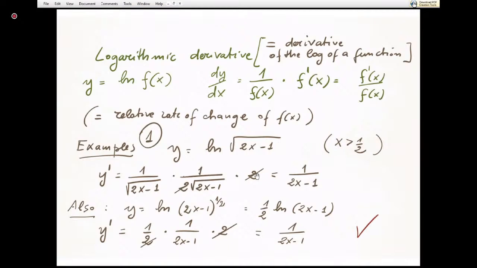Now simplify everything. 2 and 2 disappear. Square root times square root of the same quantity is 2x minus 1. So the derivative has a very simple structure. It is 1 over 2x minus 1.